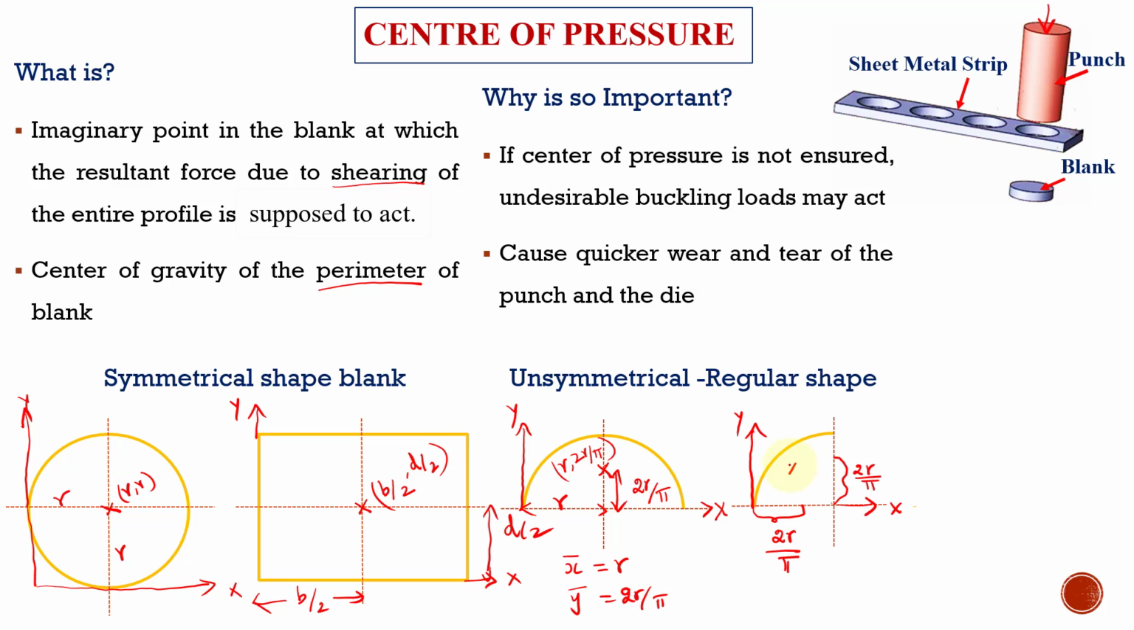So the center of pressure is here, which is 2r over pi from the y axis, as well as 2r over pi from the x reference axis, or otherwise x bar is equal to 2r by pi and y bar is also equal to 2r divided by pi.